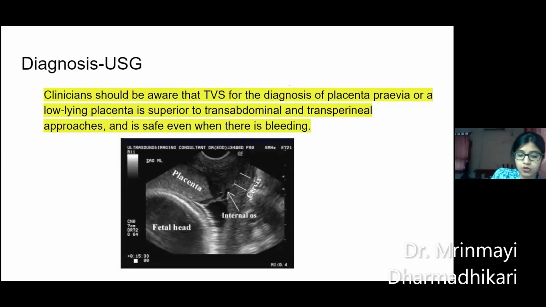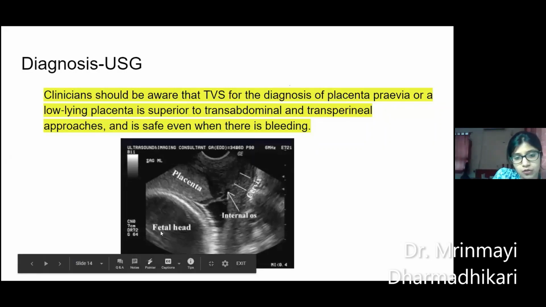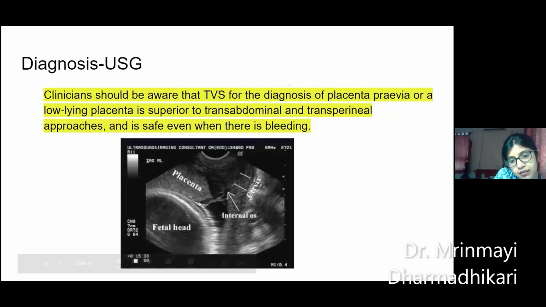Okay, so here is an image of a B-mode ultrasound showing the fetal head and the placenta just below it. Okay, so the placenta goes before the presenting part and it is almost covering the internal os. So you could say that this is a partial placenta previa, along with a cervix over here. So with the advent of sonography, this has become the diagnostic modality of choice.